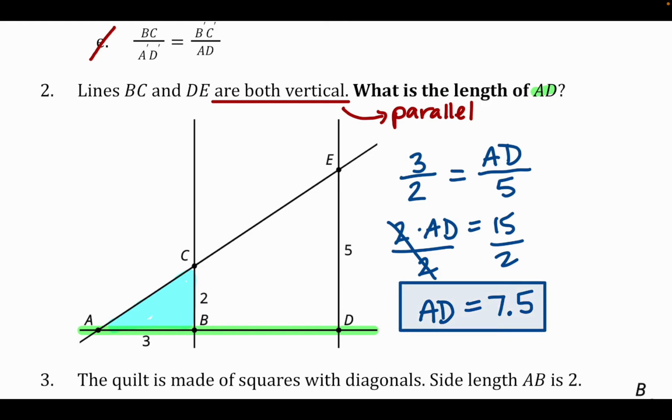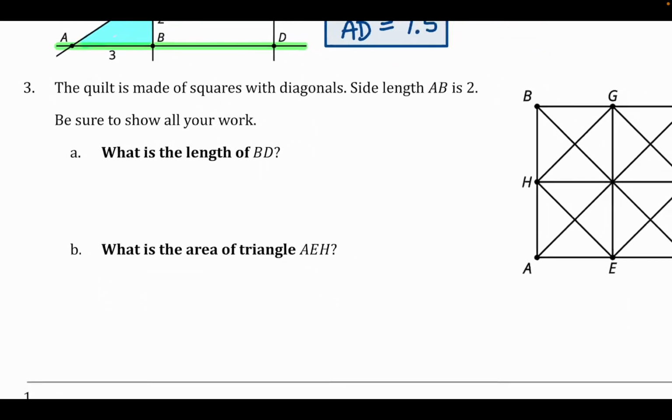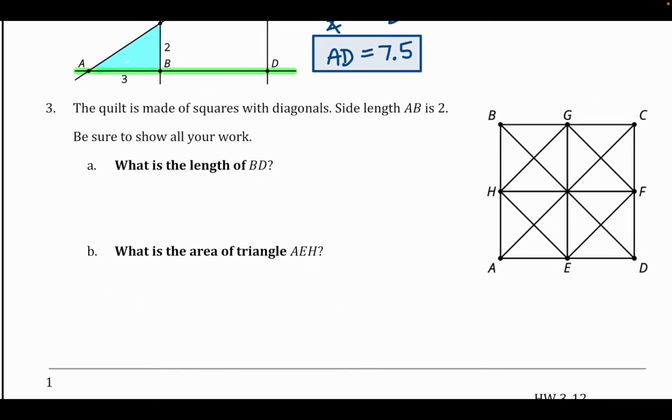And that is that question. So that brings us to number 3. Number 3 is a little tricky. We have a quilt made of squares with diagonals, and side length AB is 2. So they're telling us right now this side length is 2.